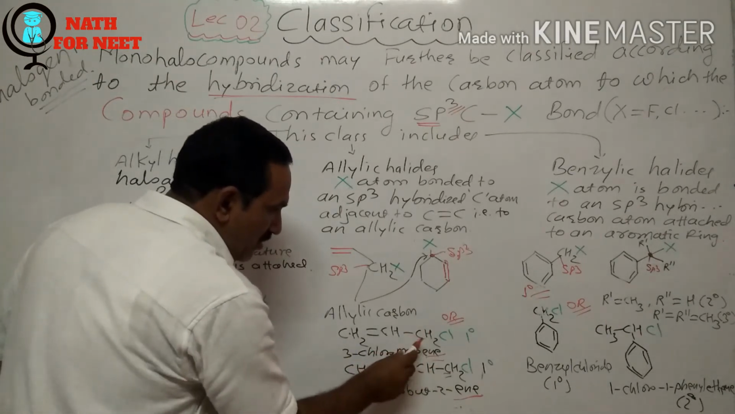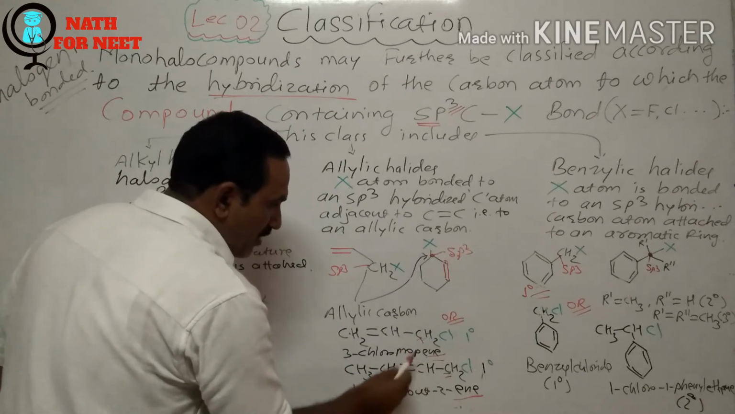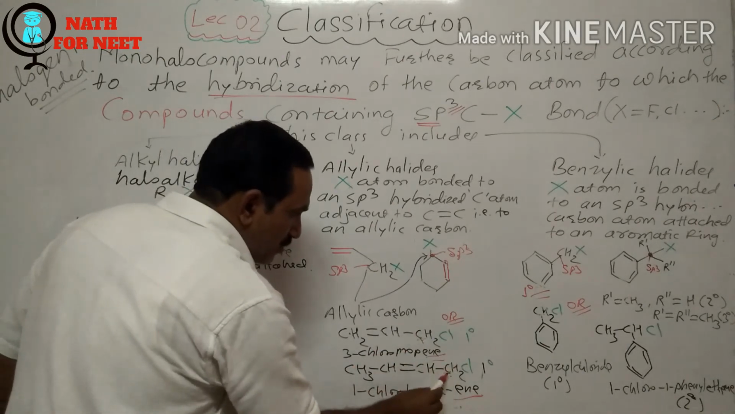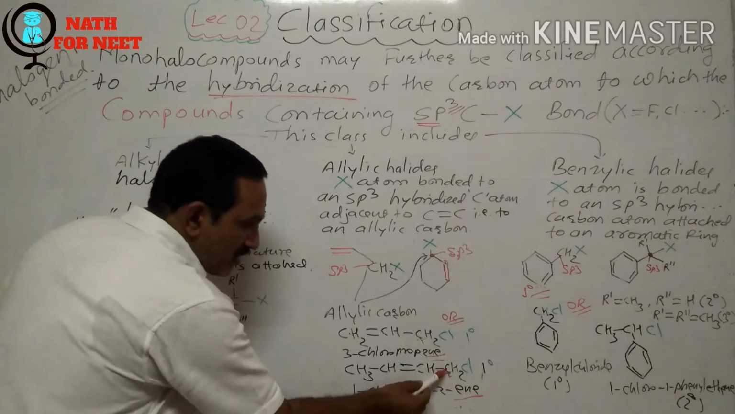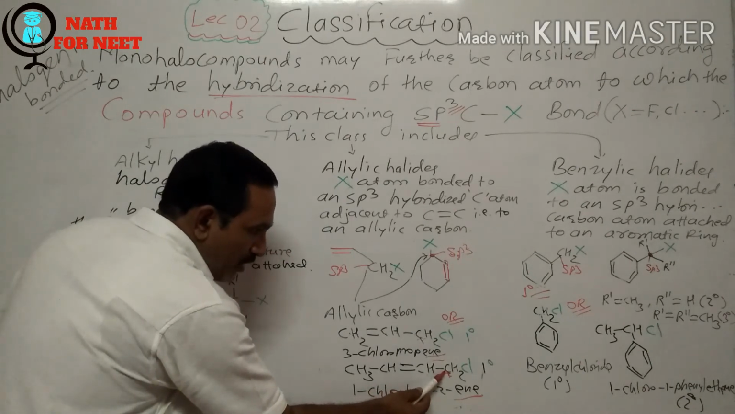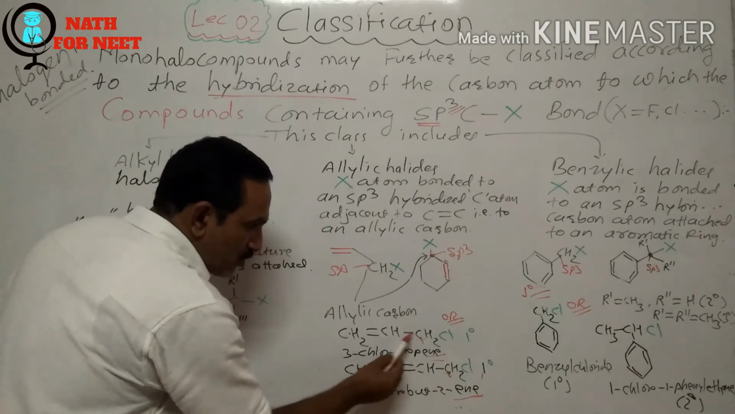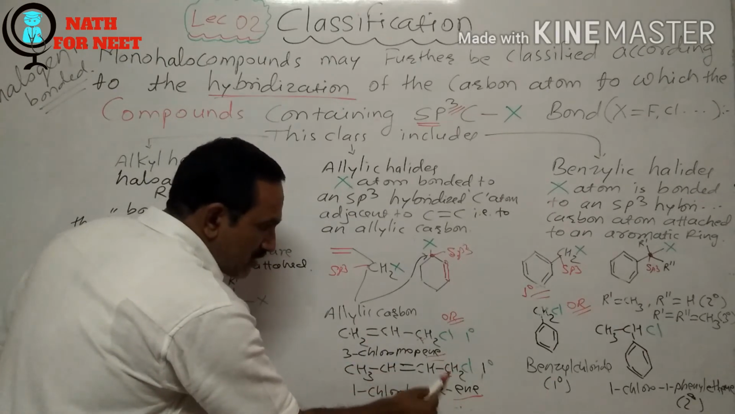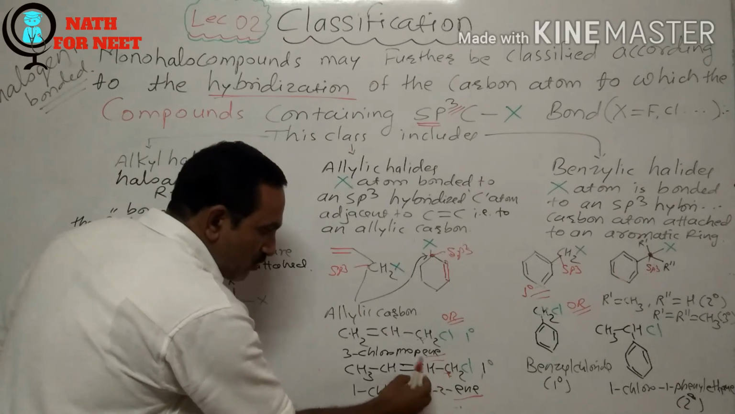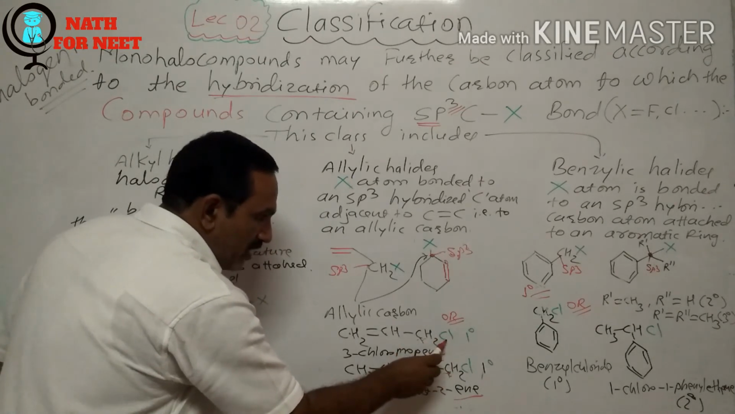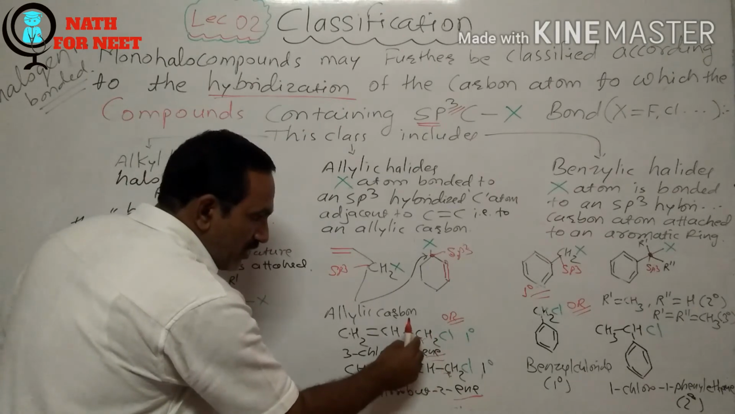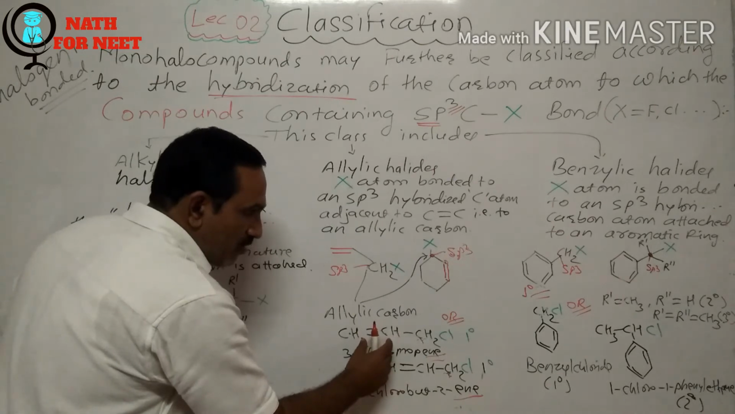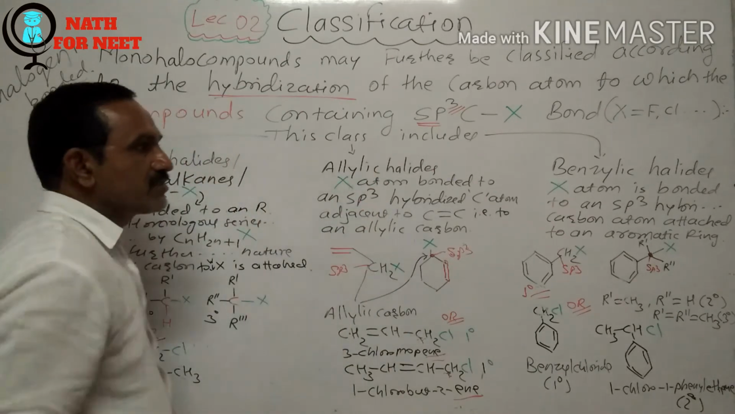This is the sp3 hybridized carbon here. This is also an sp3 hybridized carbon. This sp3 hybridized carbon is bonded with the carbon-carbon double bond. This is also bonded with the carbon-carbon double bond, and the halogen is bonded to such an sp3 hybridized carbon atom which is adjacent to the carbon-carbon double bond. Hence these are also allylic halides.